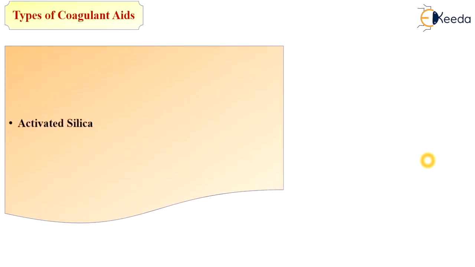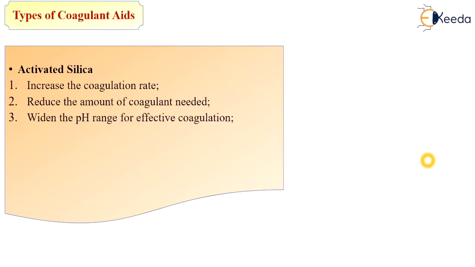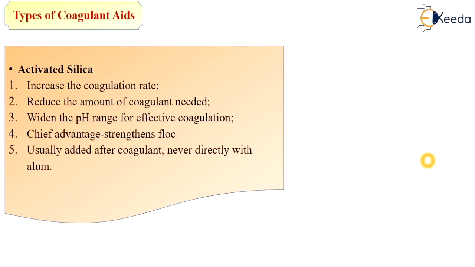Types of coagulant aids. There are different types of coagulant aids, such as activated silica. Activated silica is used as a coagulant aid to increase the coagulation rate, to reduce the amount of coagulant needed, to widen the pH range for effective coagulation, and to help in strengthening the flock. It is usually added after the coagulant, never directly with alum.